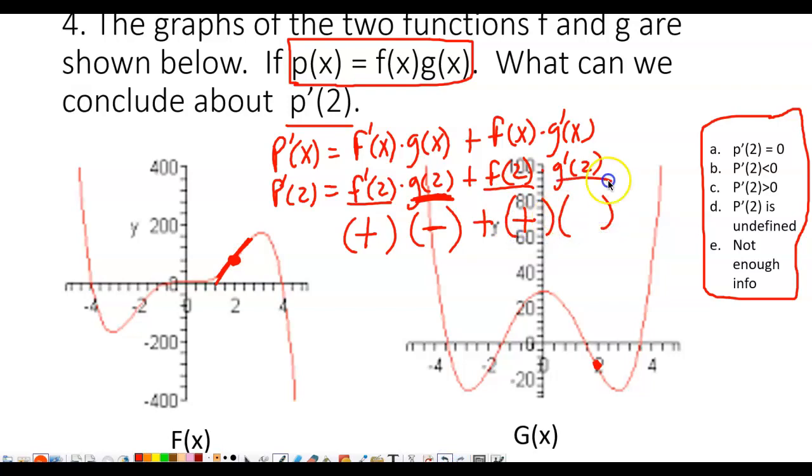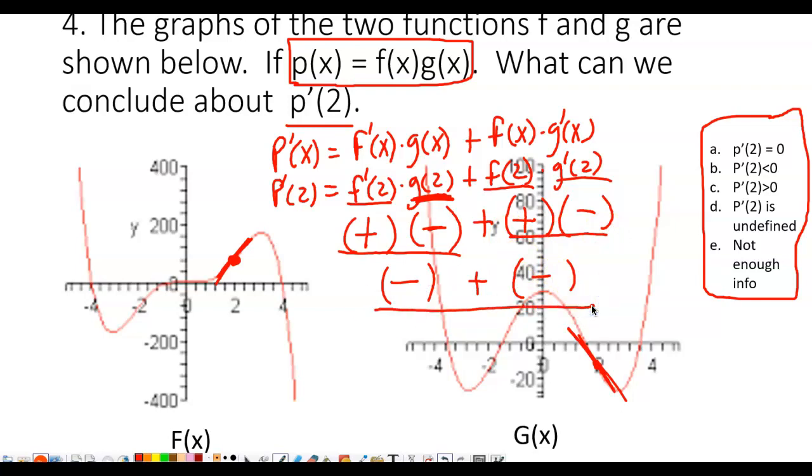And then finally, we have g prime of 2, which is the slope of the g function at 2, which is right here, and that's negative. Well, a positive times a negative is negative. And then a positive times a negative is negative. And if you add two negatives together, you end up with a negative. So here's what I know. I don't know what the number is, but I know p prime of 2 has to be negative. And therefore, p prime of 2 would have to be less than 0.